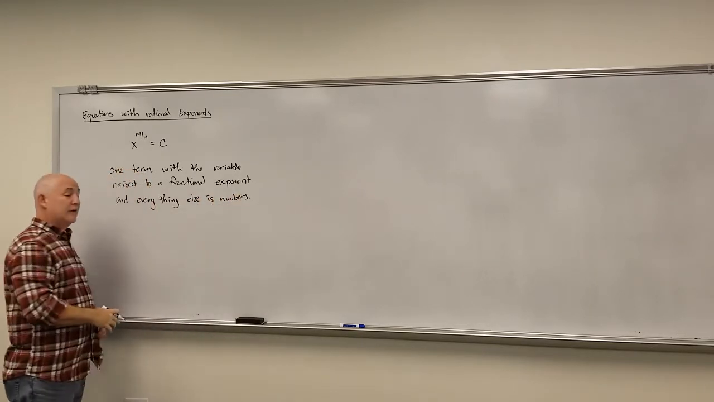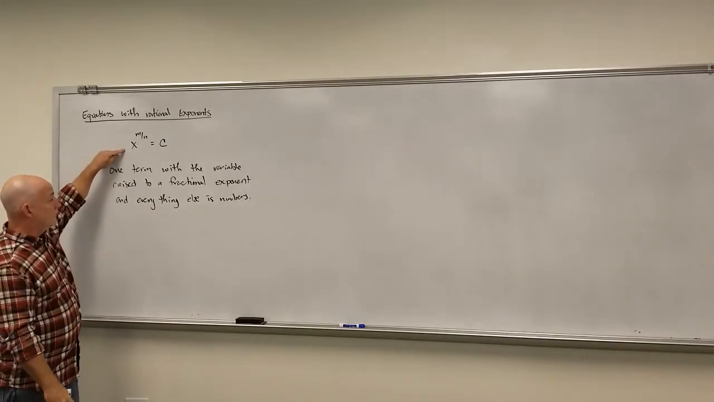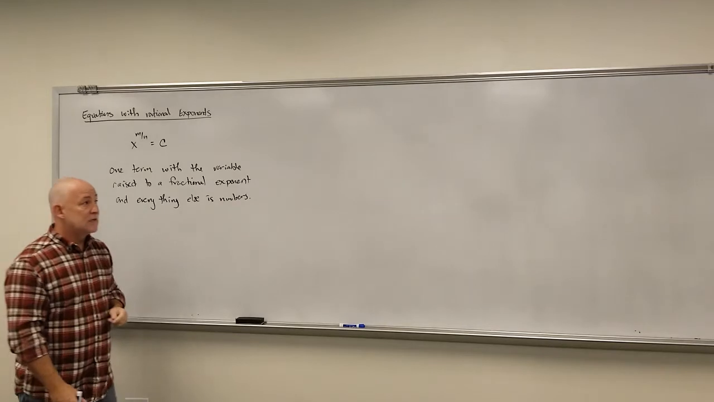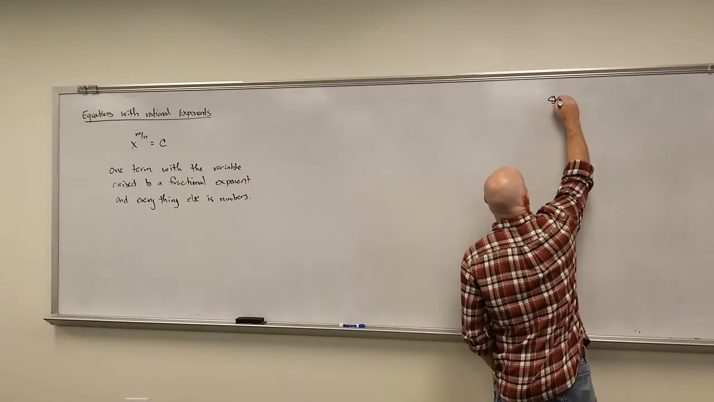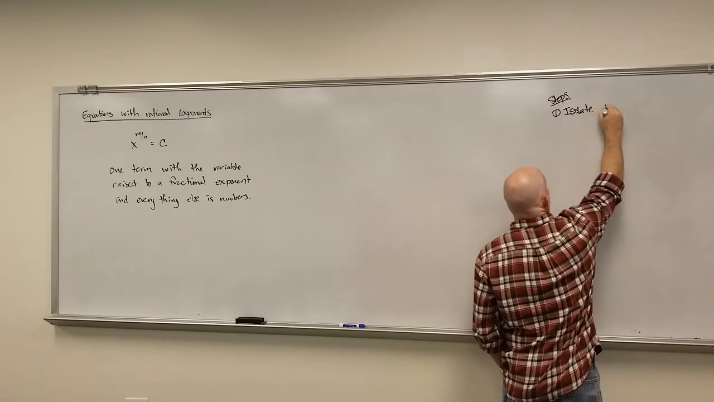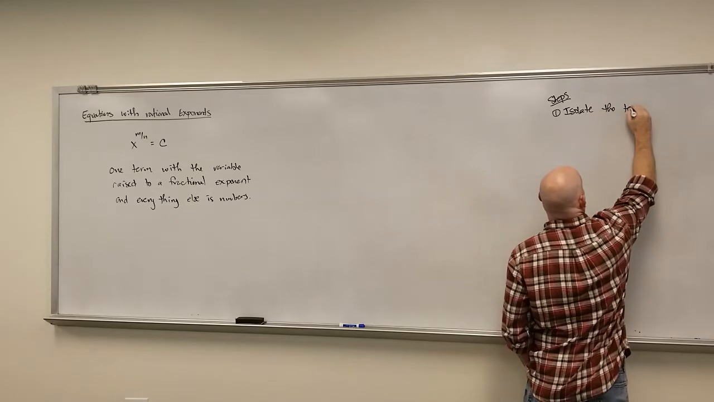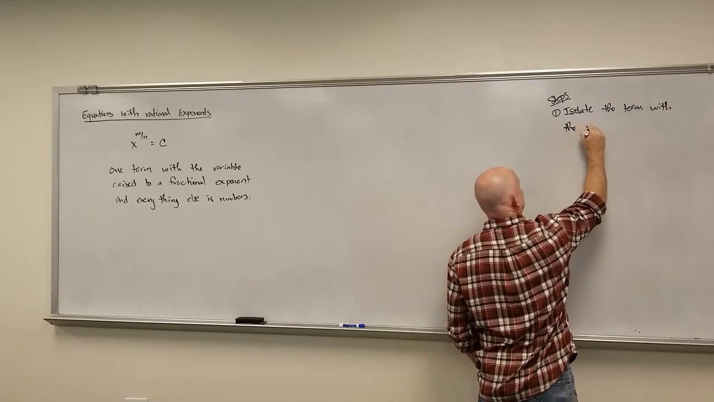Okay, the good news is I know it's a very specific type of equation, but if we can recognize something that looks like this, then there's some pretty easy steps to help us solve these. So let's take a look at our steps. Step one, isolate the term with the variable.